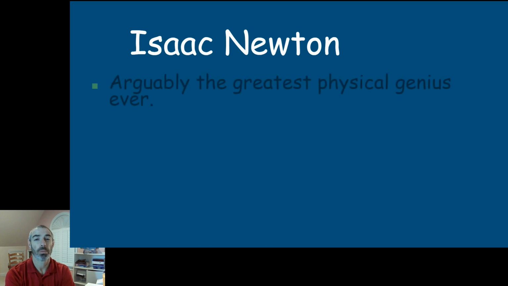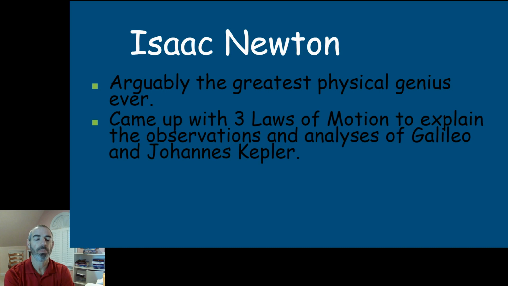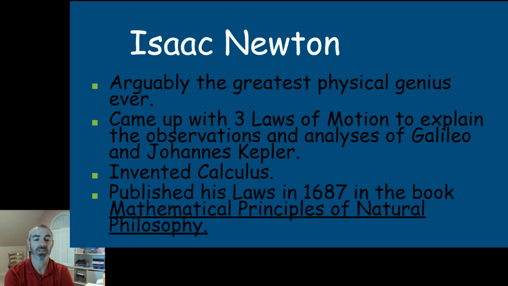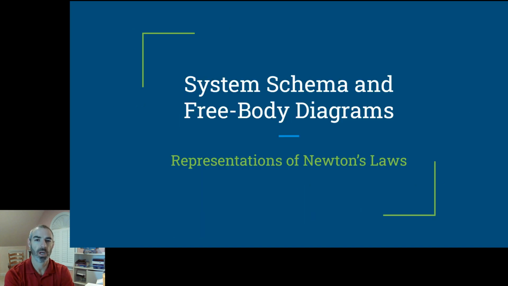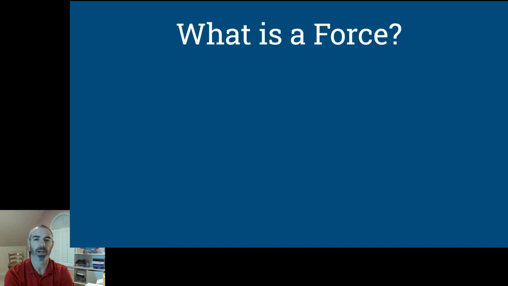Isaac Newton was arguably the greatest physical genius ever. He published his 3 laws of motion, helping Galileo and Johannes Kepler with their observations. He invented calculus, and he published his principles in 1687 in Mathematical Principles of Natural Philosophy. So we're going to look at Newton's laws from our mallet ball activity, drawing system schema and free body diagram.